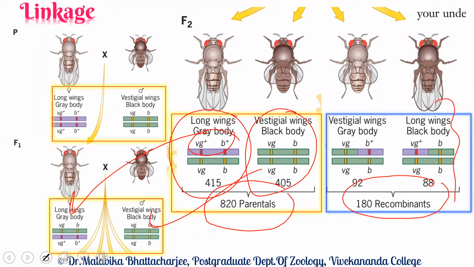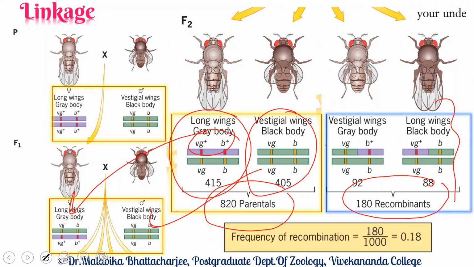From this, we can calculate the frequency of recombination. There are 1,000 flies and the number of recombinants we observed is 180. So the frequency of recombination will be 0.18. This is how we calculate recombination frequency from crosses. And this cross is a beautiful example of incomplete linkage. Vestigial means black body flies. This cross is particularly a beautiful example of incomplete linkage. So today I'll stop my class here.